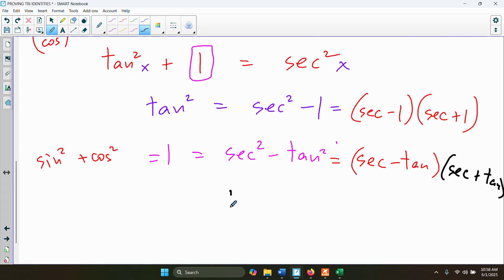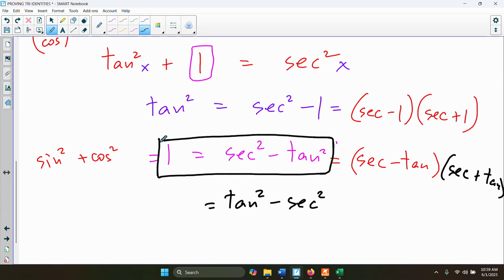Now, on the other hand, what if I had this reversed? What if I come across a problem and it says tangent squared minus secant squared? Well, somebody came across this, that's an identity. We developed it from this, and they just flipped the signs, the pluses became minus, minus became plus. That means this must be -1.